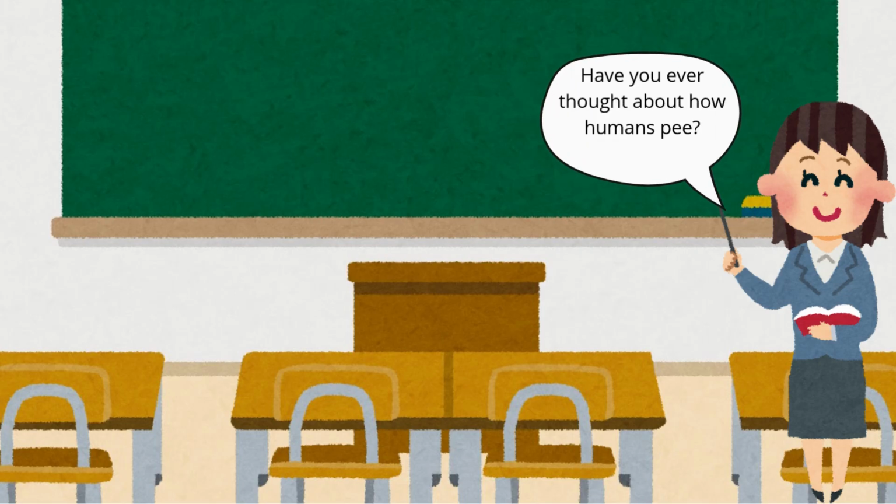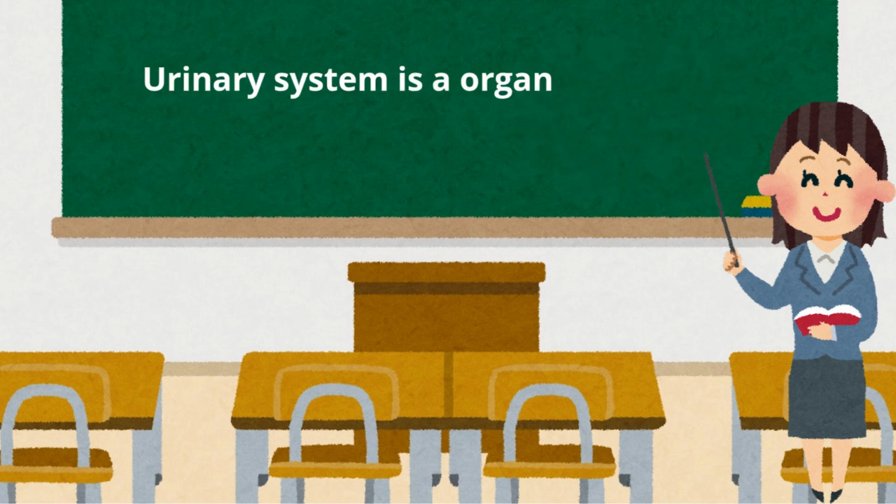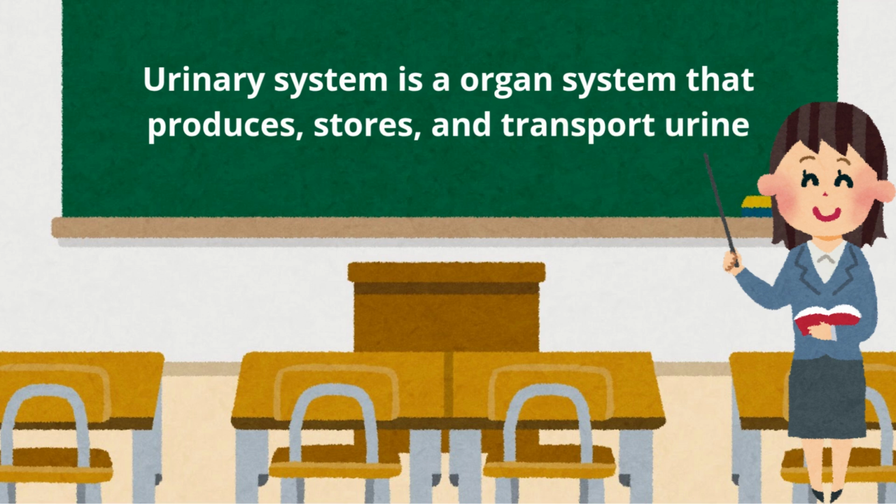Have you ever thought about how humans pee? Humans can pee because they have a urinary organ. We will learn about the urinary system. Let's go. The urinary system is an organ system that produces, stores, and transports urine.